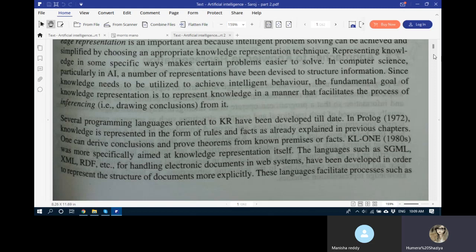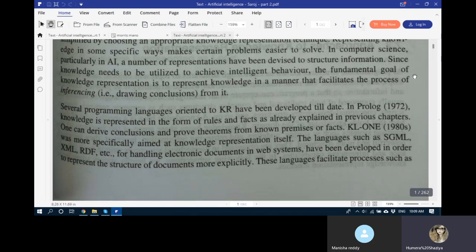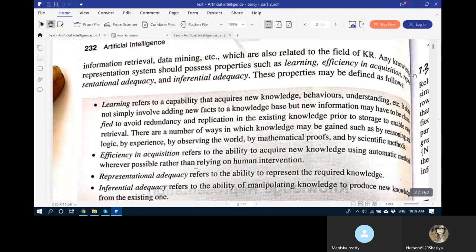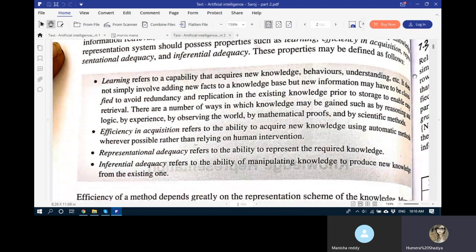Okay, when you are representing knowledge, it must possess properties such as learning, efficiency in acquisition, representational adequacy, and inferential adequacy. What is the meaning of all this?